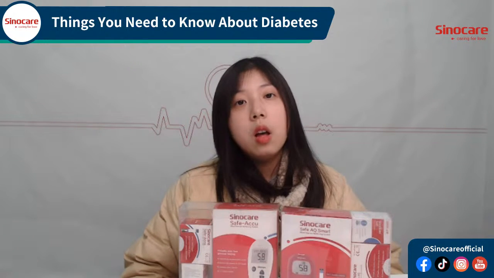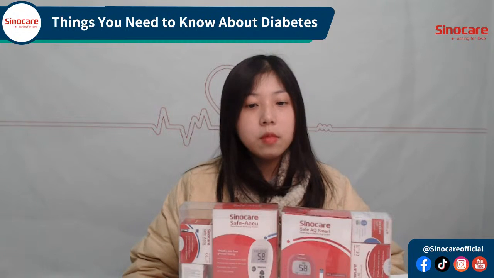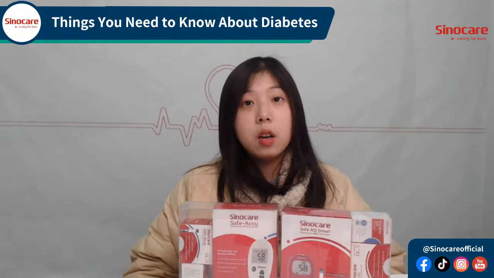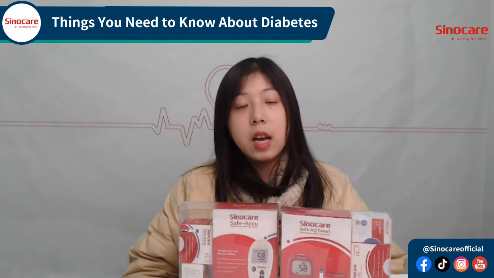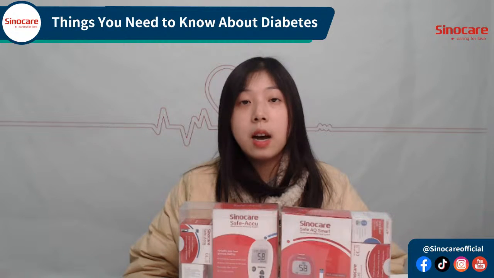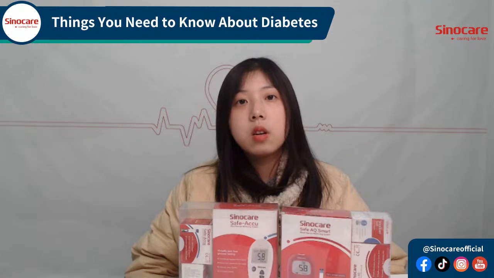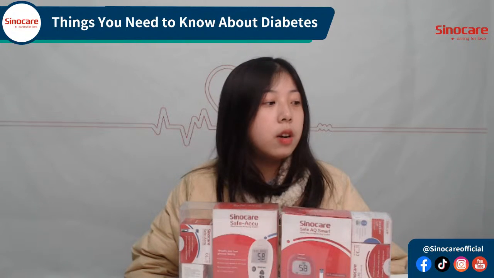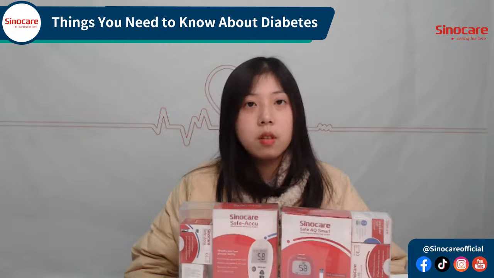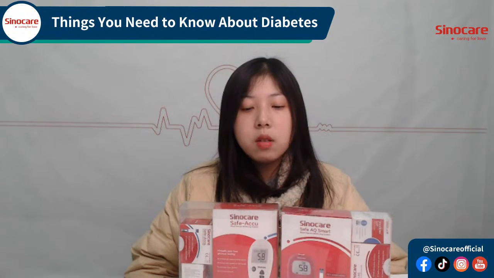So if your body tells you that you go to pee more and you get more thirsty, you can test your blood sugar to check if it is high or not, and to diagnose early diabetes as well.